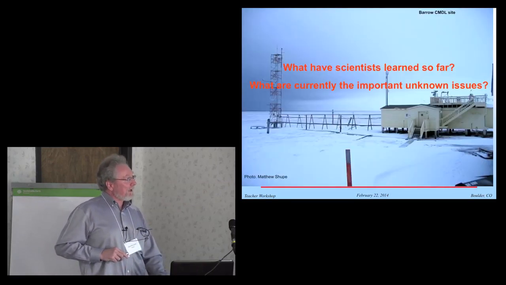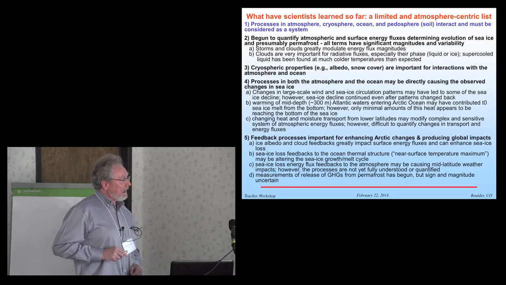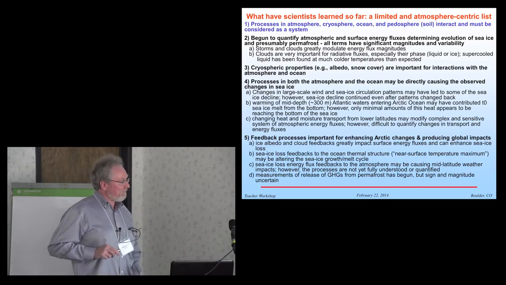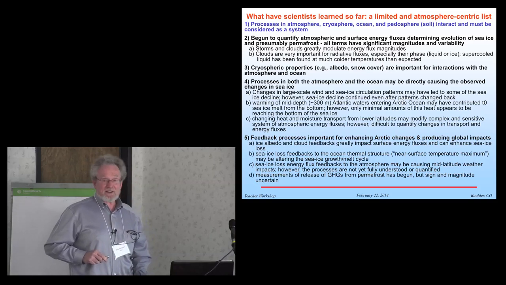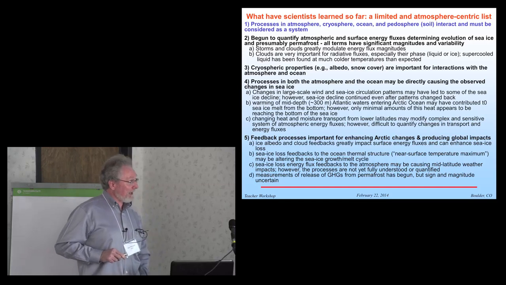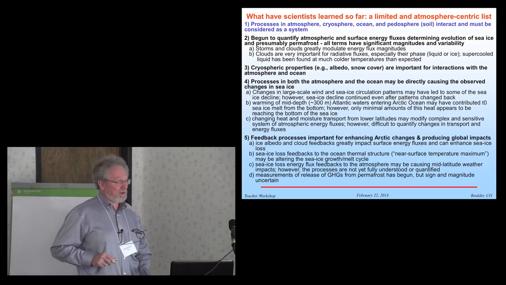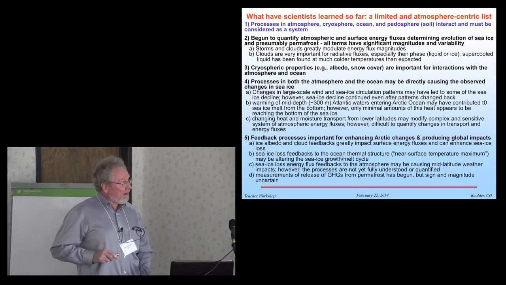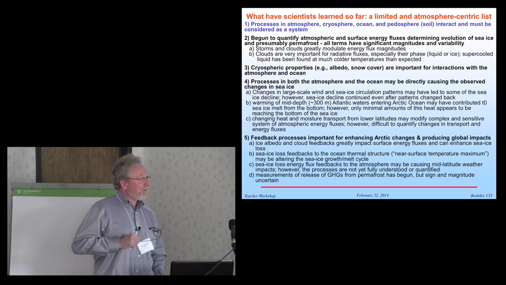So what have we learned so far? It's a whole long list, and I'm not going to go through all the details here, but there are a few main points, and even these main points are limited, an atmospheric-centric list because of my own background. But probably the most important aspect that we have learned is that processes in the atmosphere, cryosphere, ocean, and pedosphere, the soil, interact, and all of them together must be considered as a whole system.